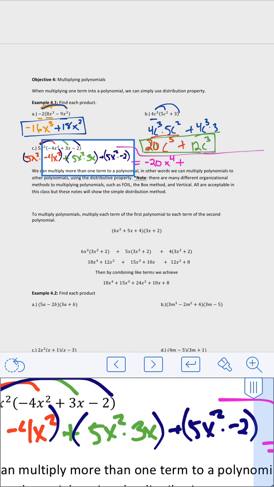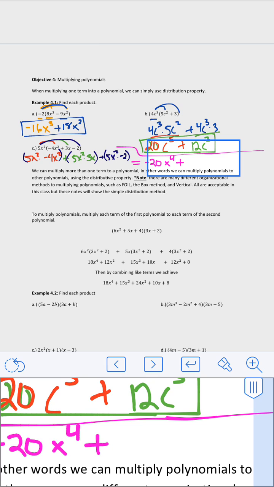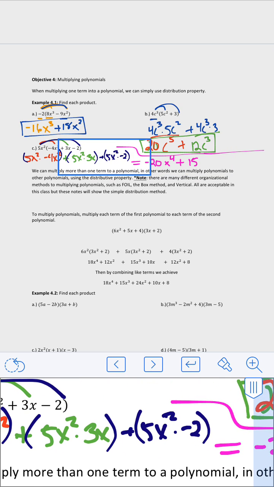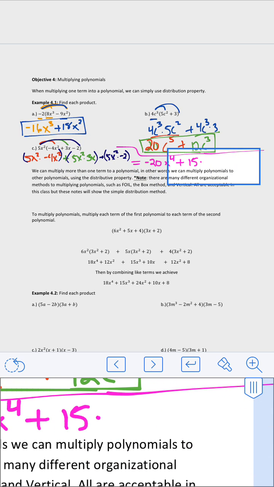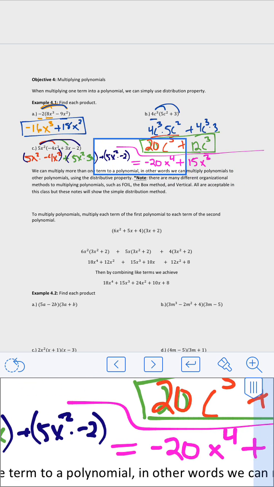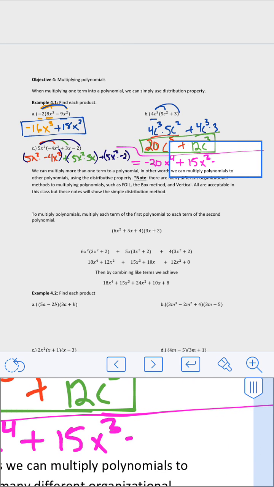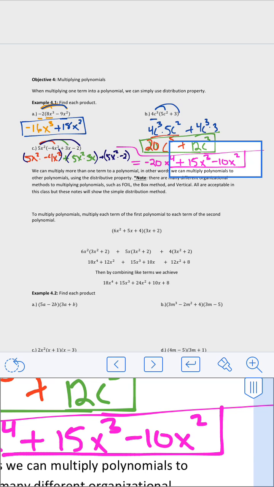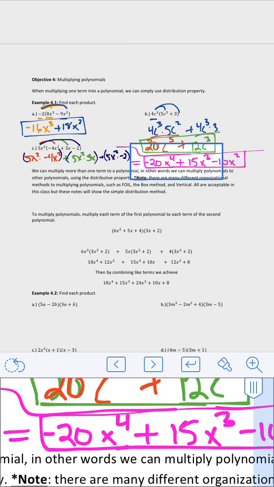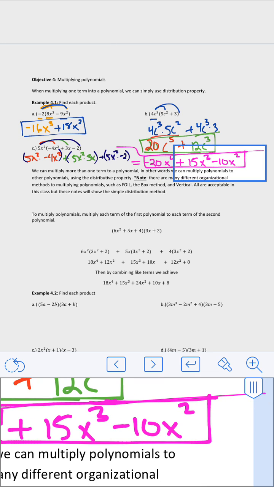Plus, over here, the green stuff, I've got 5x squared times 3x. Well, the 5 and the 3 are going to give me a 15. And then the 2 x's and the 1 x give me x cubed. The very last one, I don't have any more x's to multiply, so it's just going to be x squared, but 5 times negative 2 is going to be a minus 10, and then the x squared. And that trinomial, pardon me, is my final answer.